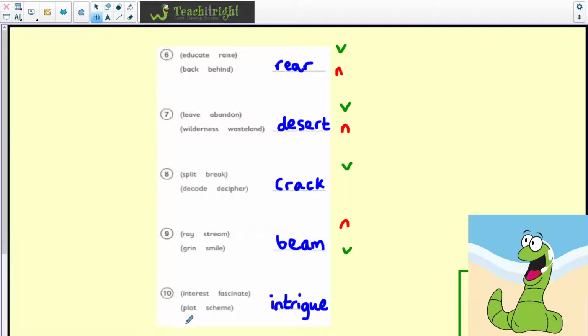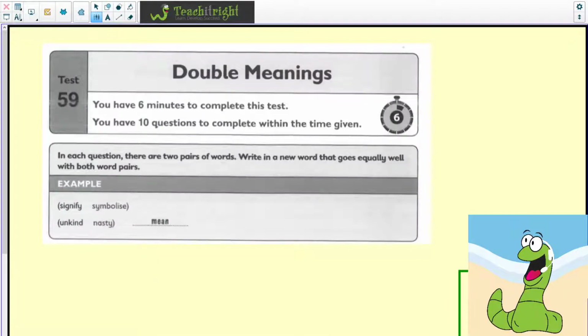Number 10 here, we've got intrigue, and intrigue can be a verb. And intrigue can also be a noun as well. So that's the sort of common theme, isn't it, all the way through? They can be both verbs and nouns. So intrigue being a synonym of interest and fascinate as the verb, but also intrigue as in a synonym of plot and scheme. So, guys, I hope you've done really well on those. And let's move on to the next set. So just do set down your score as well so you know how well you've done. Let's go and have a look at the next double meanings.